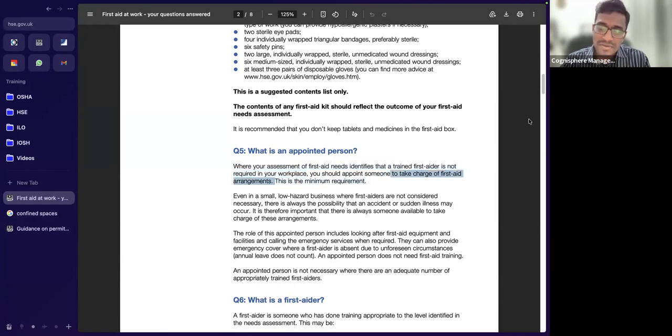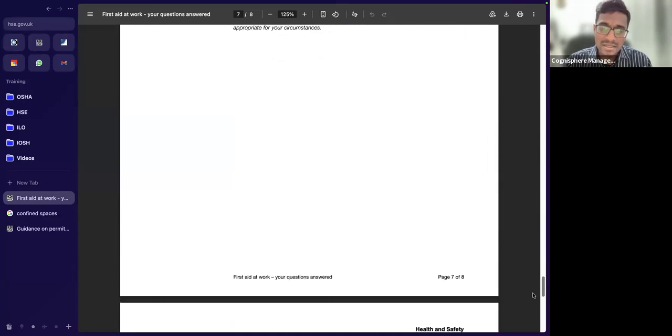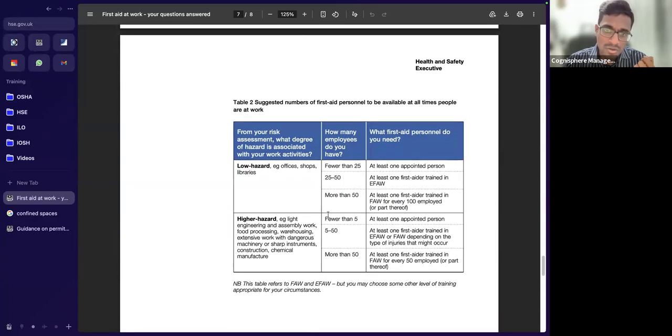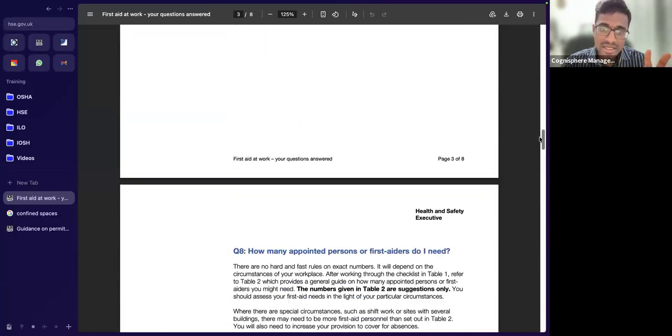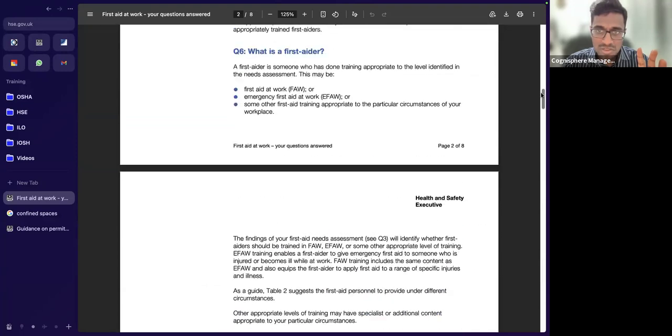So a trained first aider is not required in your workplace when it is a low risk workplace, and let's say you have fewer than 25 people. So less than 25 people, and if it is a low hazard workplace, then an appointed person is enough to meet the requirement. This appointed person will ensure the first aid kit in your workplace is suitably stocked.